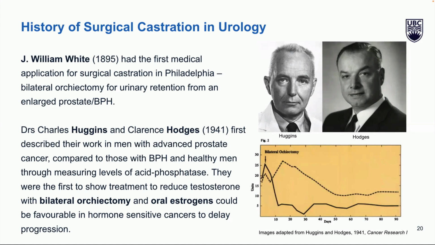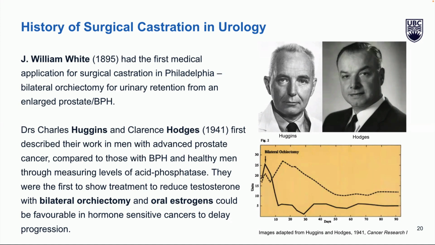The history of surgical castration in urology begins in the late 1890s, in Philadelphia, actually, with J. William White, who applied the use of bilateral orchiectomy for patients with urinary obstruction, likely secondary to BPH. Later on, the seminal work by Dr. Charles Huggins and Clarence Hodge were the first to demonstrate the effect of bilateral orchiectomy as well as oral estrogens for the favorable treatment of hormone-sensitive prostate adenocarcinoma, eventually leading to the Nobel Prize in Medicine in 1966.